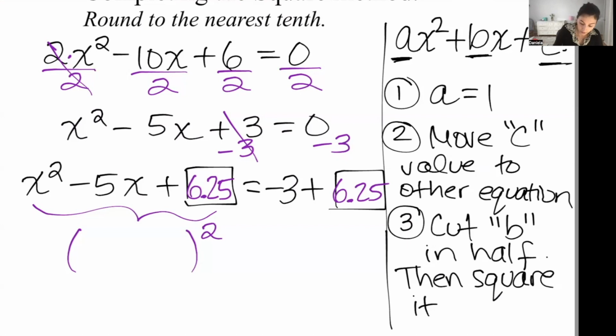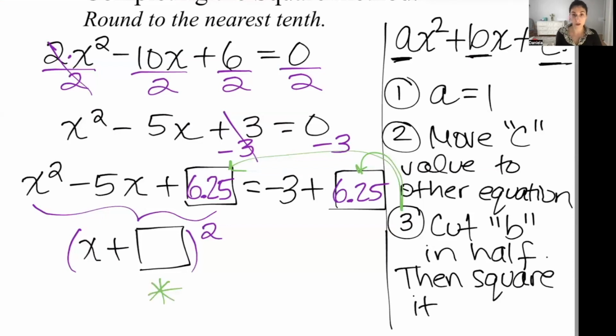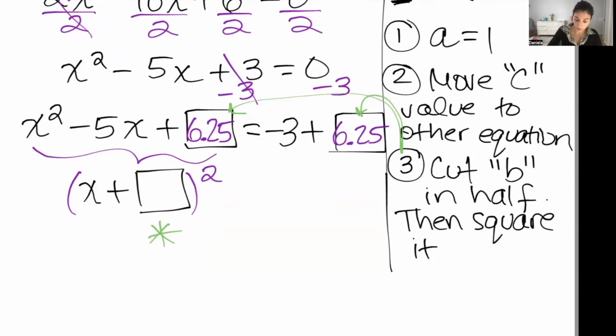So the template is always going to end up being x plus or minus, depending on the problem, this box, right? So step number 3, right? That is what goes in the first set of boxes. Now, step 4 is, well, what's going to go in this box? Okay. And it's going to be connected to what we did before. So first things first, let me finish. We have to simplify the other side. Negative 3 plus 6.25 is 3.25. Okay.